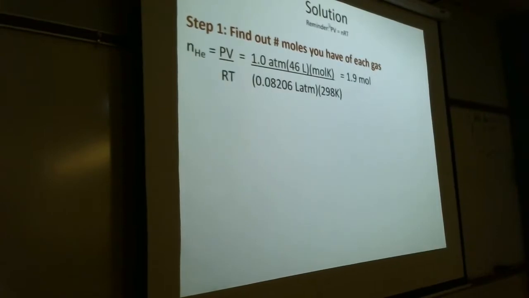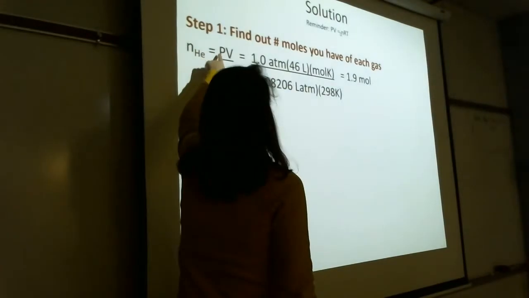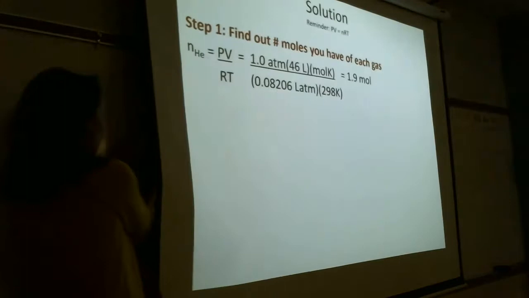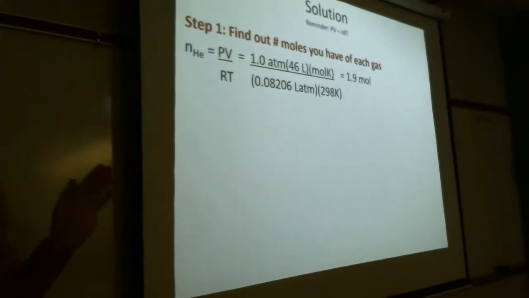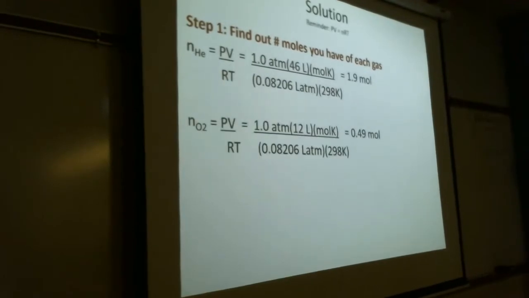So if PV equals nRT, to get N by itself, we just divide both sides by RT, right? So I'm just rearranging the ideal gas law here. That's all I did. PV is equal to nRT, then N is PV over RT. I just rearranged that. And now I plugged in straight from my little schematic that I just drew. So I've got 1.9 moles of helium, and I've got 0.49 moles of oxygen. Does everyone see how I did this?